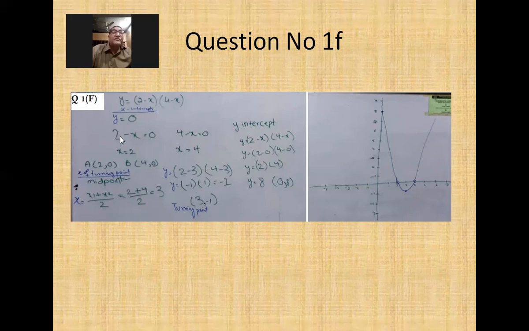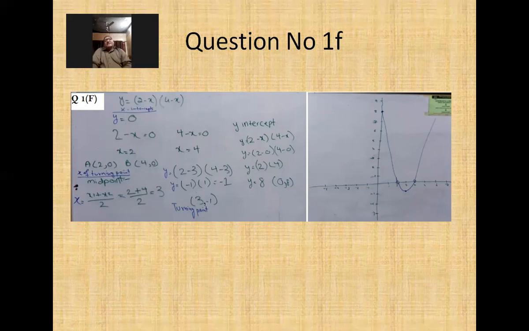So I will make the first bracket equal to 0: 2 minus x equals 0, so x will be equal to 2. If 4 minus x is equal to 0, then x will be equal to 4. So the x-intercepts are (2, 0) and (4, 0). So you know the x-intercepts.